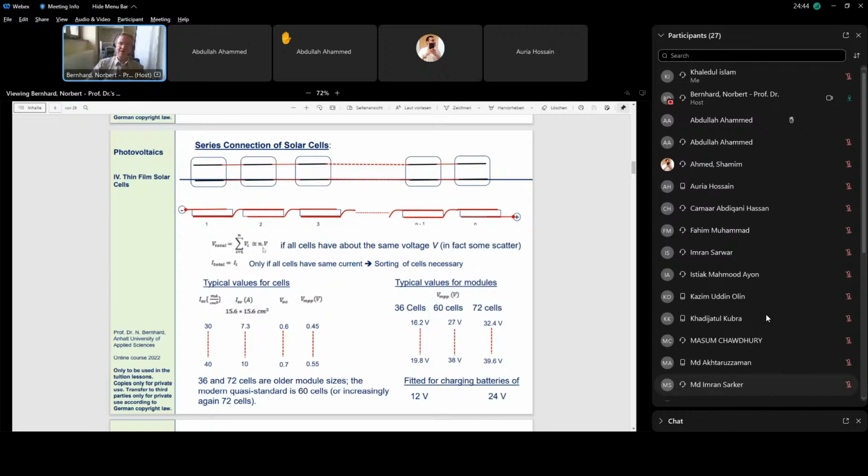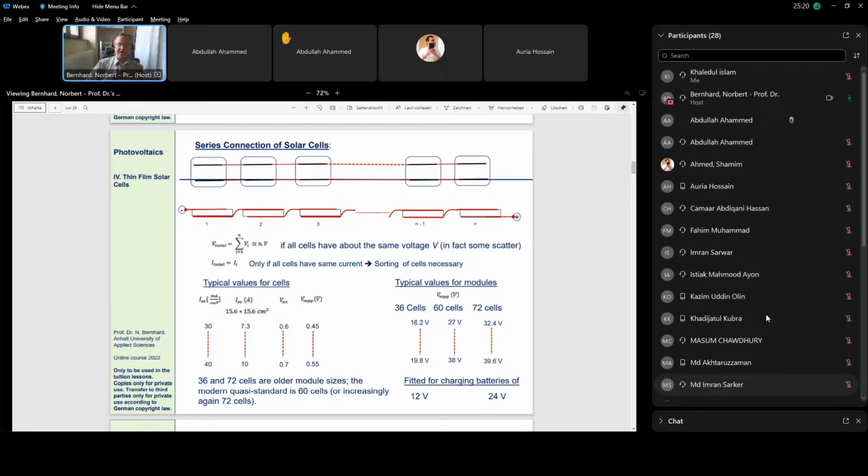That means it's roughly n times the voltage of the single cell, or it would be precisely n times the voltage of the single cell if all the voltages were precisely the same. But in reality, of course, we always have some scatter, because we cannot manufacture two cells which are 100% identical to each other. For the total current, of course, the total current is equal to the current through a single one of the cells, again, if all the cells have the same current.